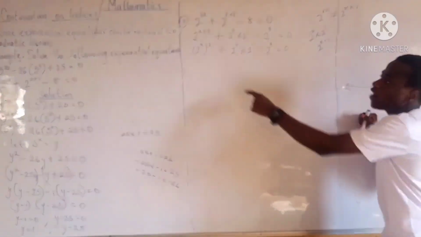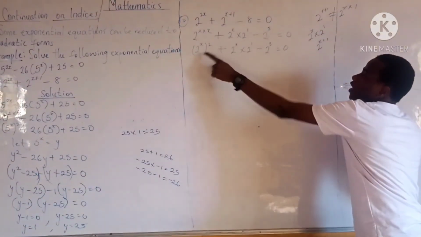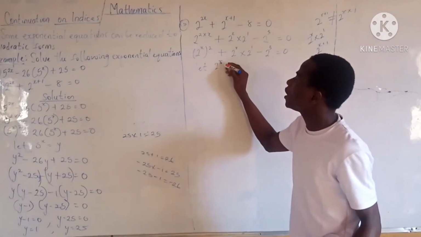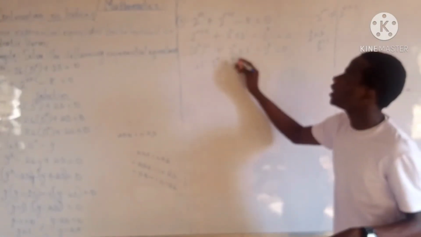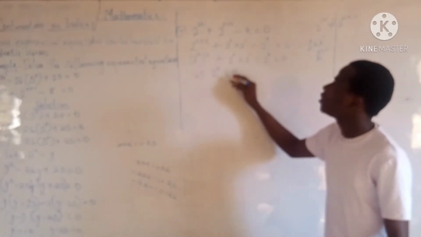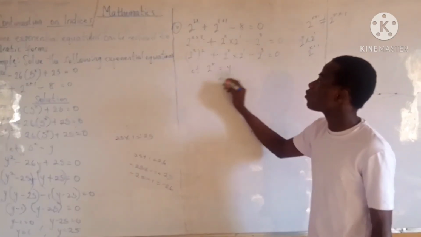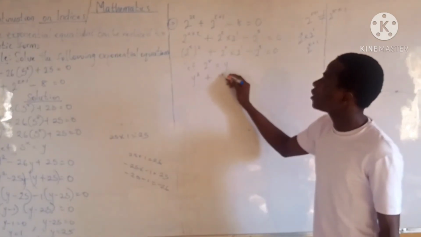So at this point now we have 2 like terms that are the same: 2 raised to power x, 2 raised to power x. So now say let 2 raised to power x equal to something. You can use any letter. Let's not use x, let's use y. 2 raised to power x equals y. So anytime you see 2 raised to power x, it equals y. So y raised to power 2 plus y times 2.